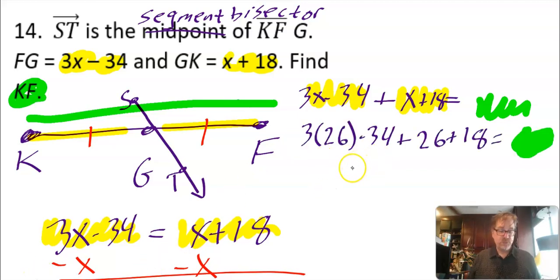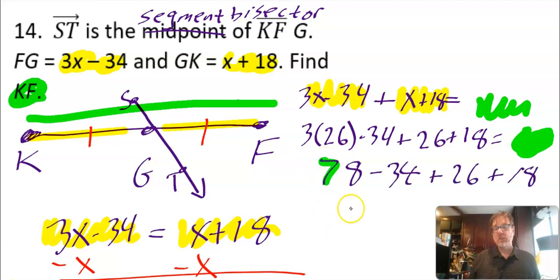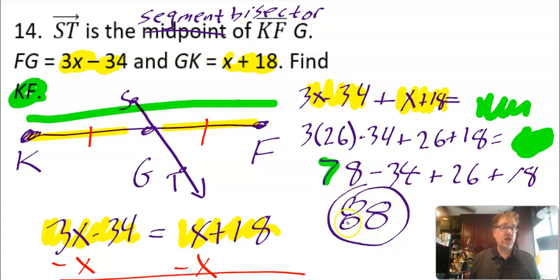All right, so there's my plug-in. So I'm going to do 3 times 26. So I'm going to get 78. So I'll have 78 minus 34 plus 26 plus 18. Put all that into my calculator, and I get 88, which is the answer I want.